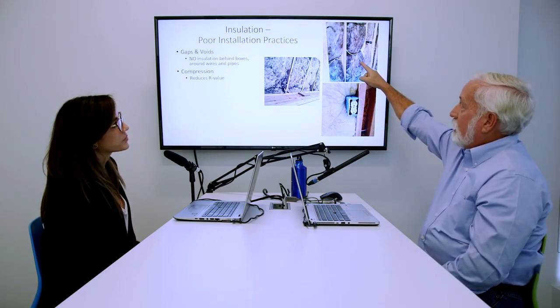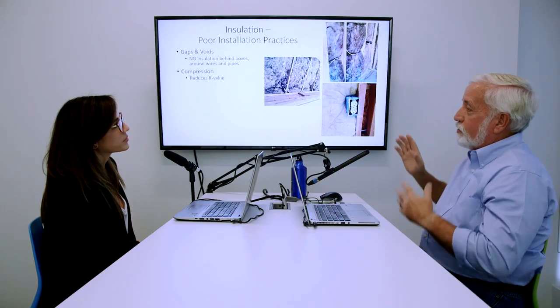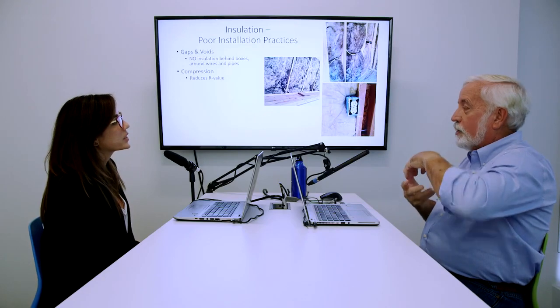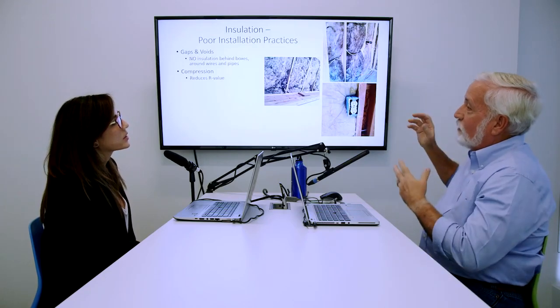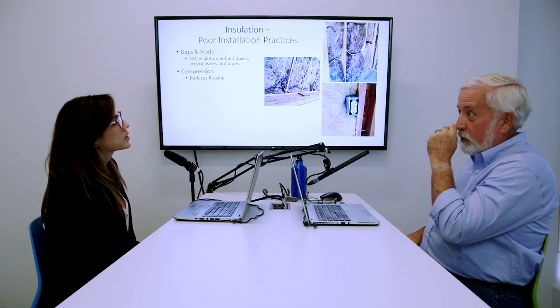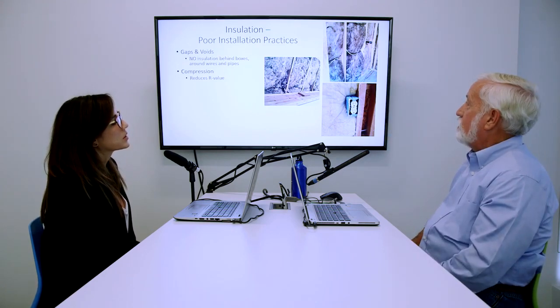So this should have been cut at the wires, so it fits around the wires. You cut it and pull half of it back, and the wires are all hidden inside the insulation. So there's no compression, and you have continuous insulation.